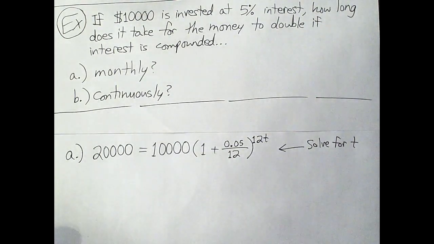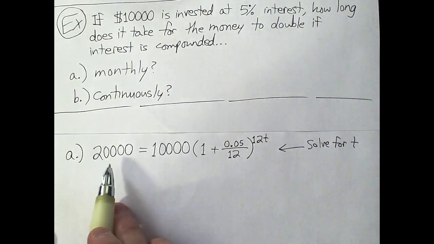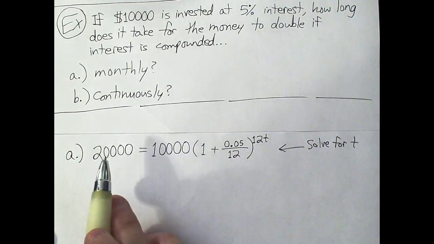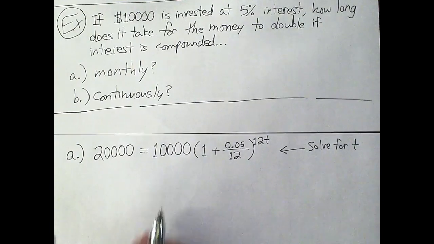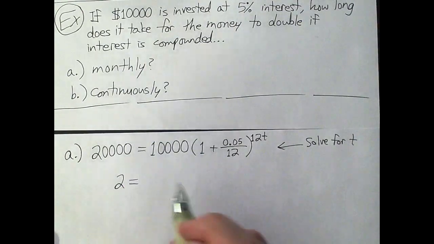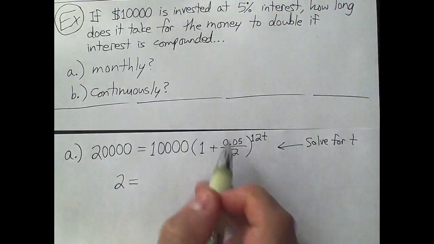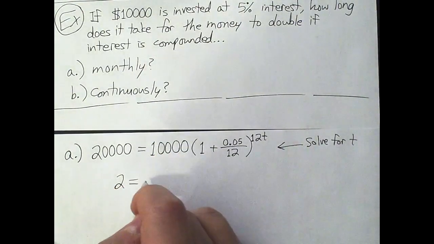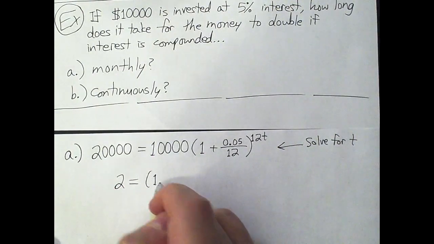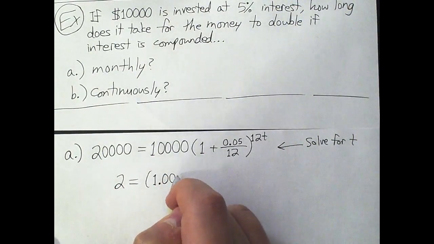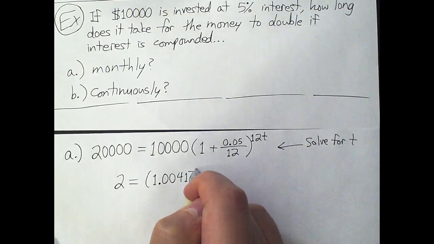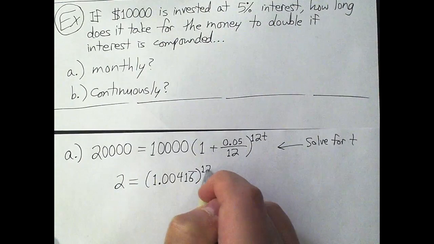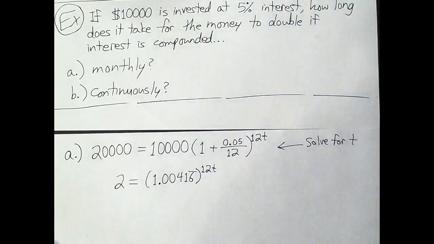So, the first thing that I did for this problem is I said there's a 20,000 and a 10,000. Let's divide both sides by 10,000. Also, I decided to use a calculator to simplify the part that's in parentheses. Be careful about rounding this off too much. I got 1.00416 repeating. So if I have to use that in one of the upcoming steps, I'm going to use a lot of digits.